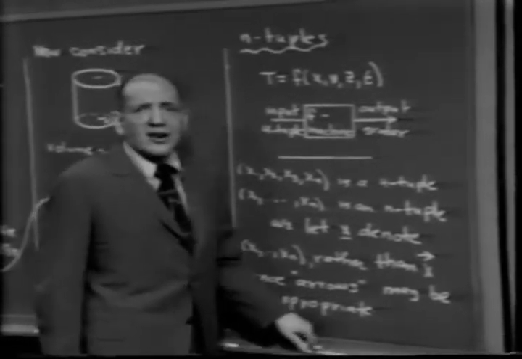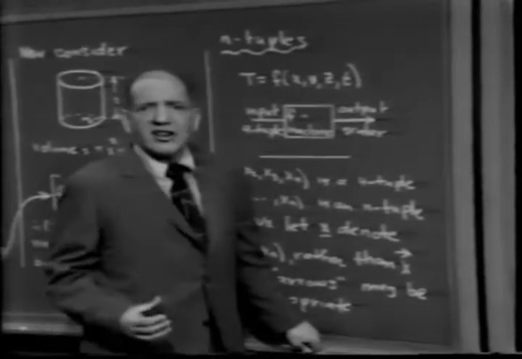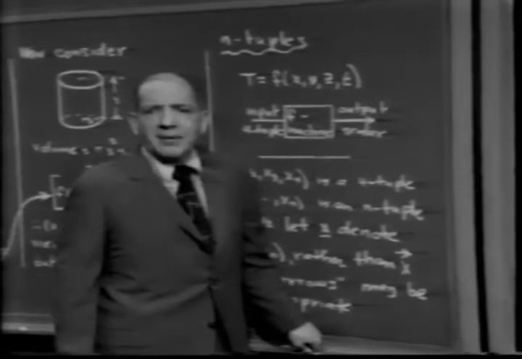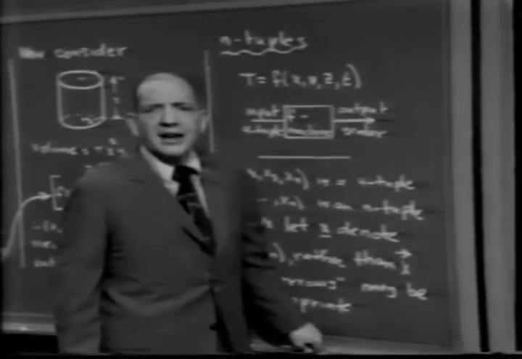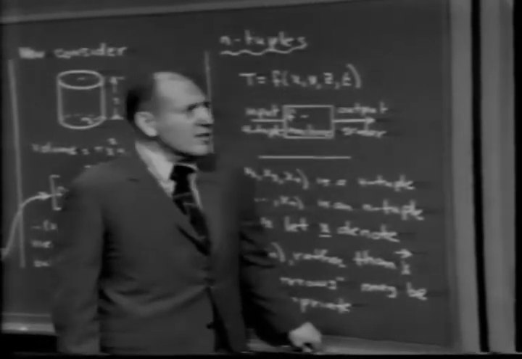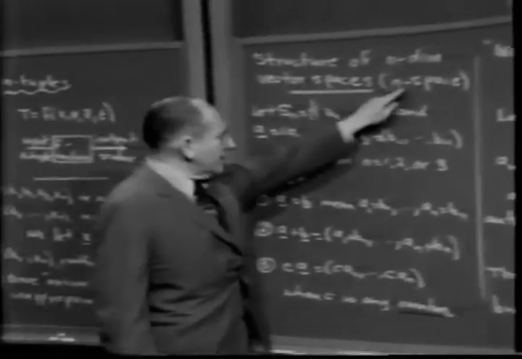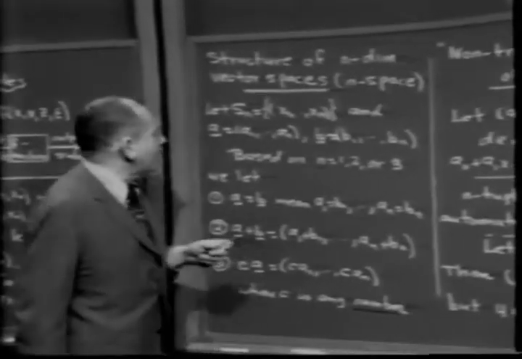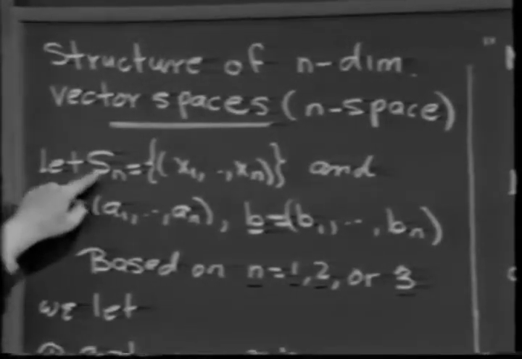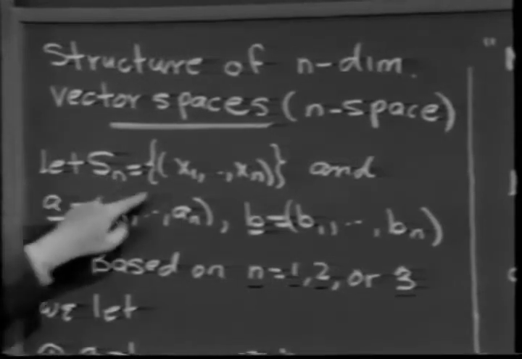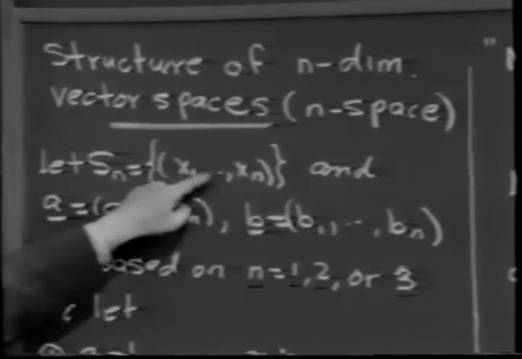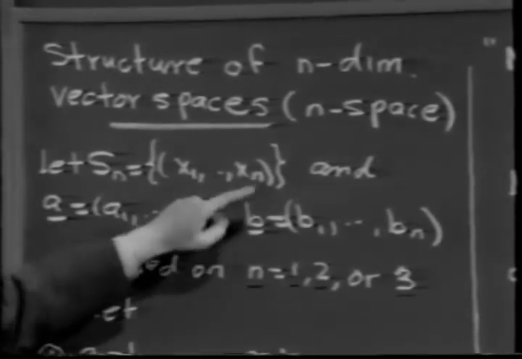In a similar way, we will not call n-tuples a structure until we tell how to equate a pair of n-tuples, how to add a pair, and how to multiply an n-tuple by a number. By the way, the structure that we wind up with is then called an n-dimensional vector space, or more concisely, n-space. And the idea works like this. Let's pick a particular value of n. Let's just call it n. And let S sub n be the set of all n-tuples x1 up to xn. In other words, a set of what? All n-tuples of numbers x1 up to xn.